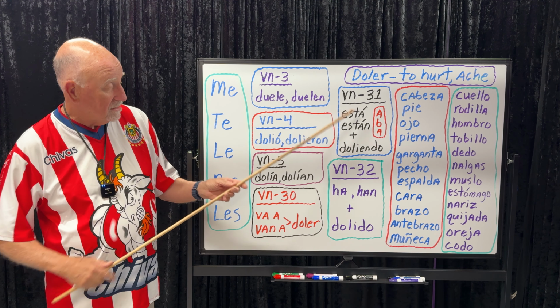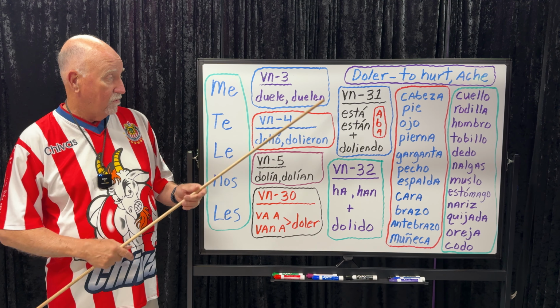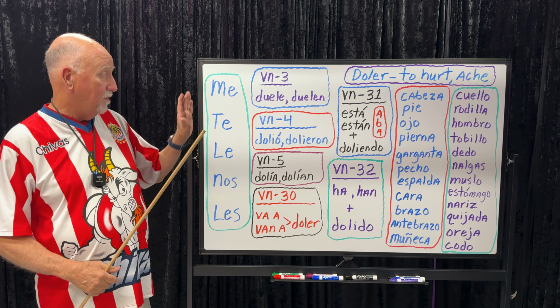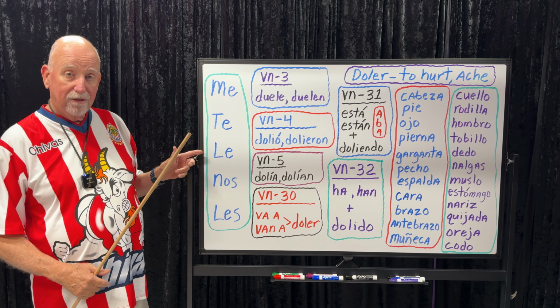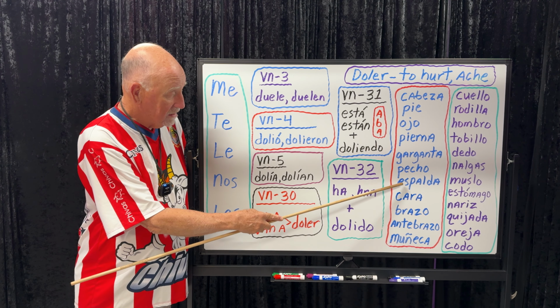If you want to say dad's eye aches, a papá le duele el ojo. You don't need the a papá. If you want to clarify the le, you can put the a phrase just like we did with gustar. A mamá le gusta la manzana. Mom likes the apple. Here, dad's back aches. A papá le duele la espalda.